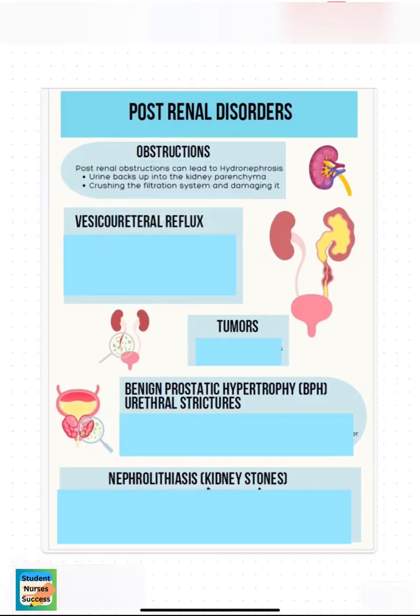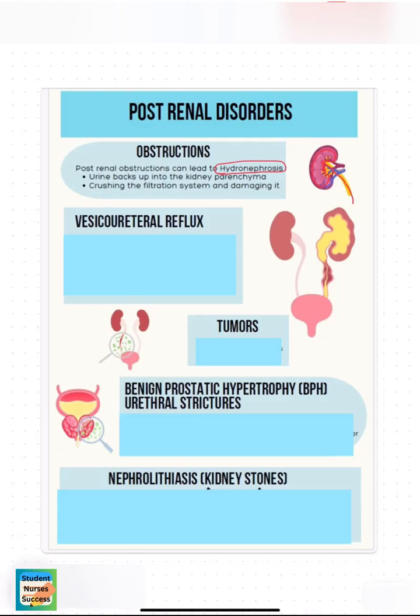So, as we're talking about postrenal disorders, postrenal obstructions lead to something called hydronephrosis. Hydronephrosis is a collection of fluid, urine primarily, inside the kidney. So, what we see is a backup of urine and it starts to collect inside the kidney structures. The problem is as the urine starts to increase and increase inside the kidney, it starts to actually crush the filtration system and damage the filtration system of the kidney.